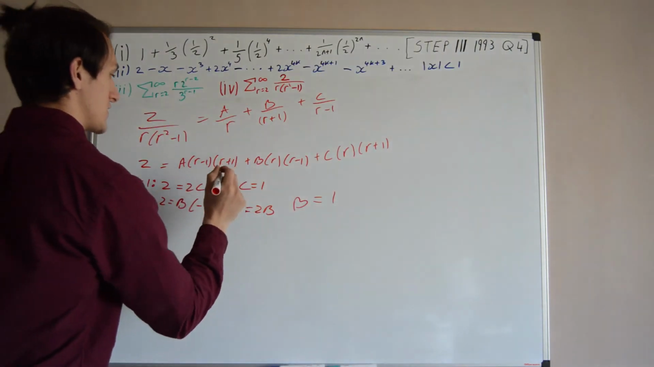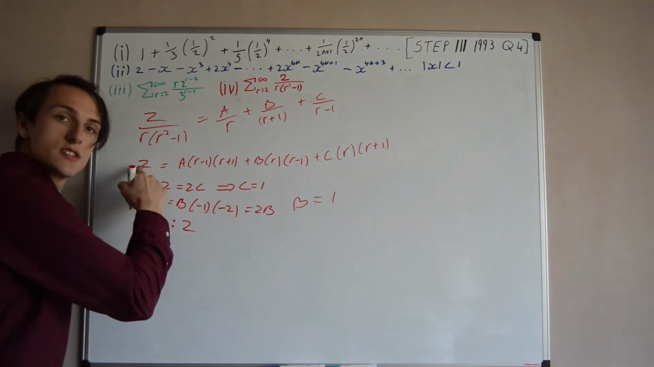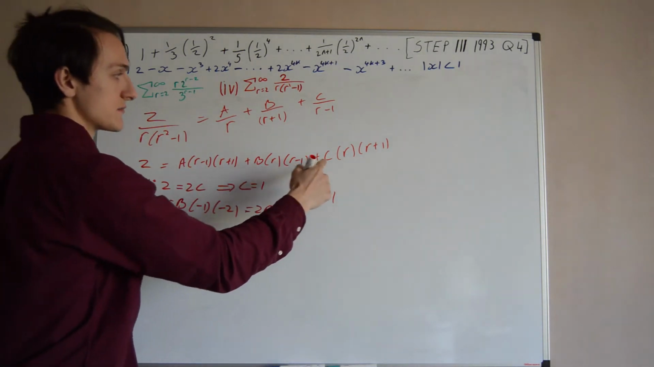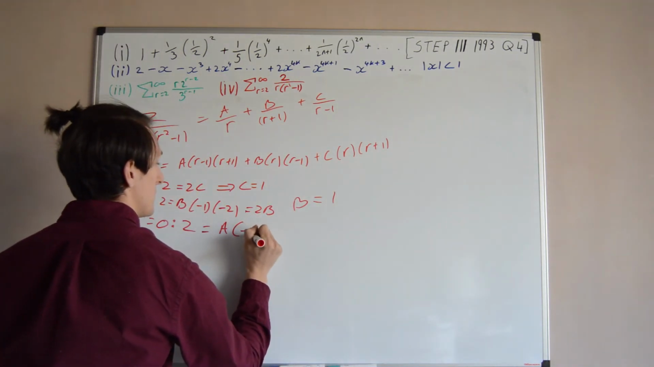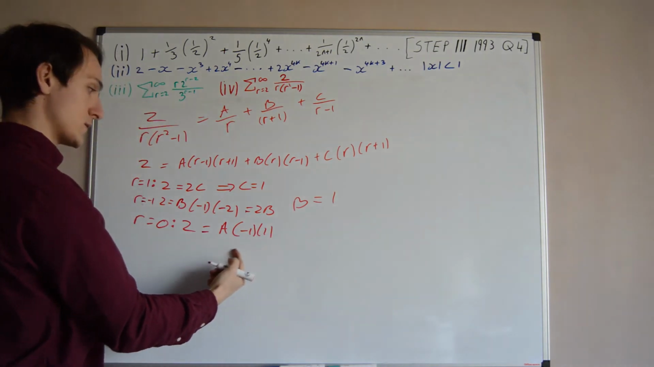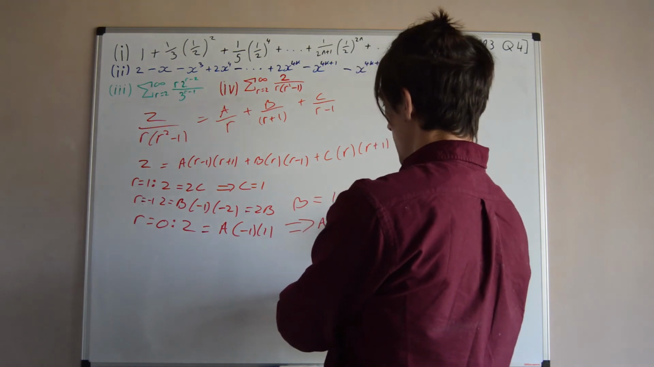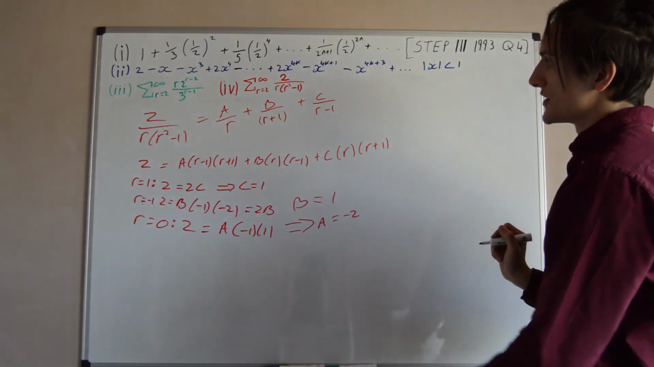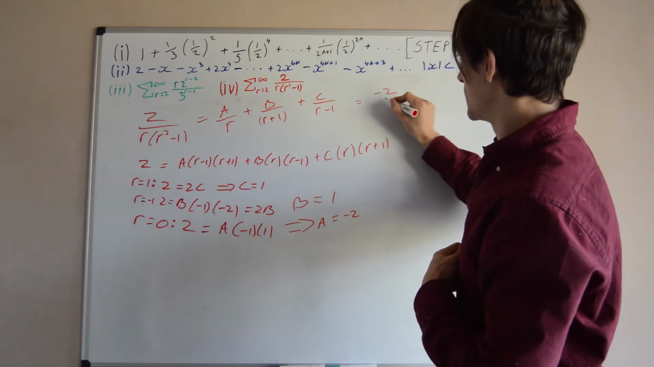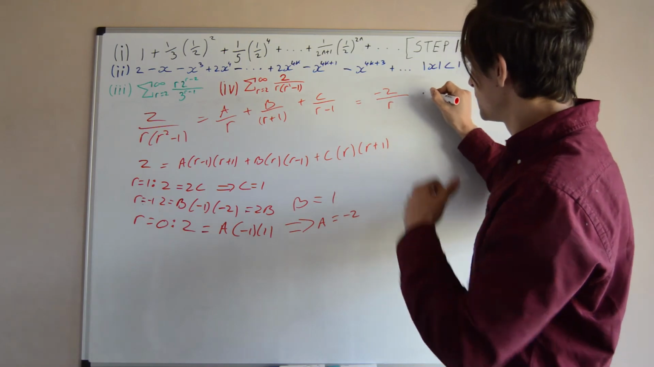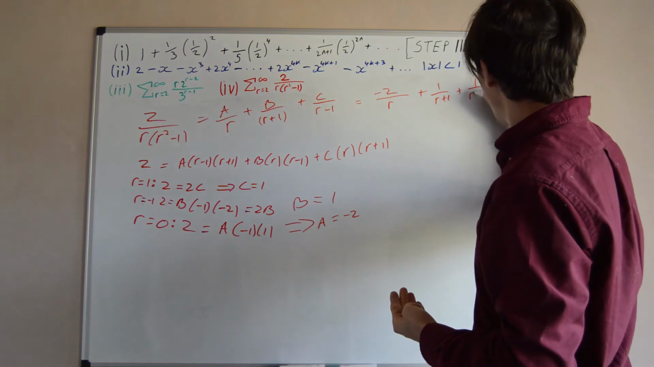Okay, finally let's try r equals 0. On the left hand side we're still going to have the 2. Here is going to vanish, here is going to vanish, and we're just left with a times minus 1 times 1, which is minus 1. So this implies that a equals minus 2. Now I can rewrite this as minus 2 over r plus 1 over r plus 1, and plus 1 over r minus 1.